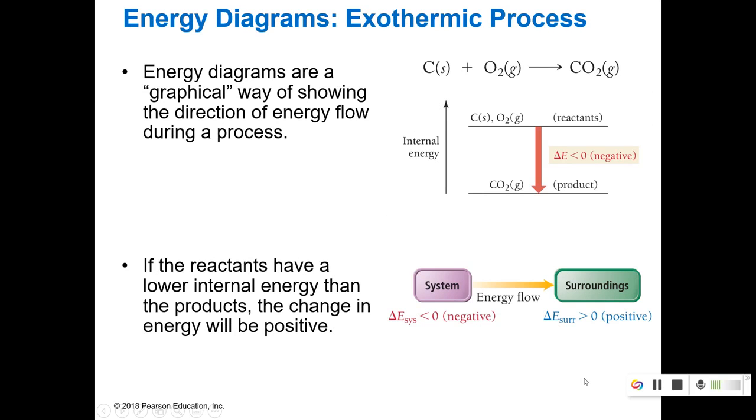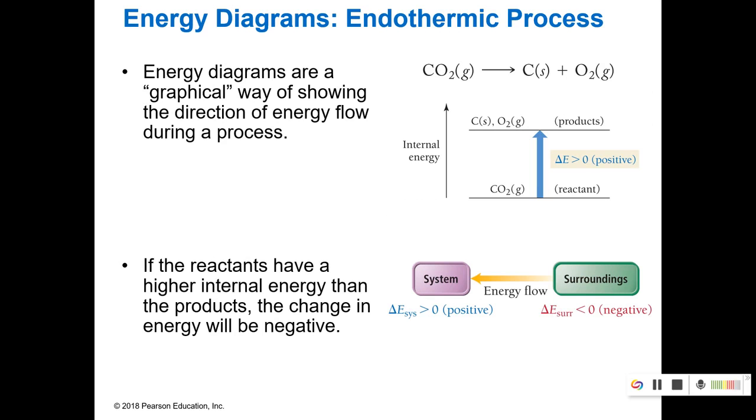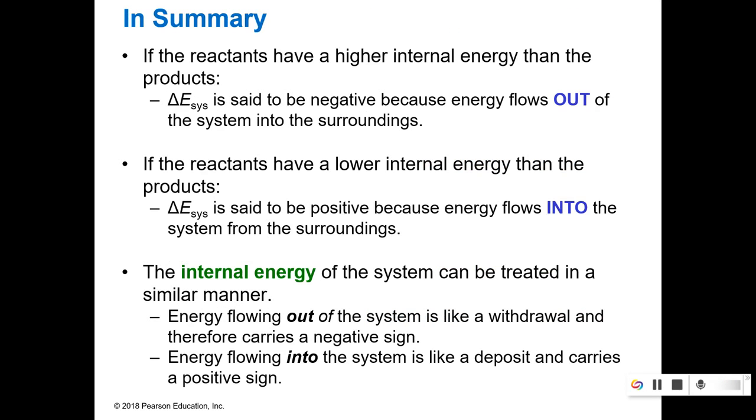Okay, so exothermic, that's when energy is leaving the system, going to the surroundings. Endothermic is when energy is entering the system because it takes energy and leaving the surroundings. So we're pulling that energy from the surroundings into the system. So in summary, when that delta E is negative, that means energy is flowing out. When it's positive, energy is flowing into the system. So this is exo, exit is out, into is endo.